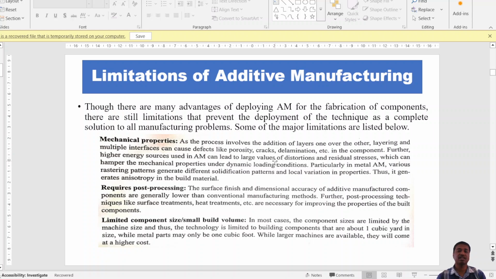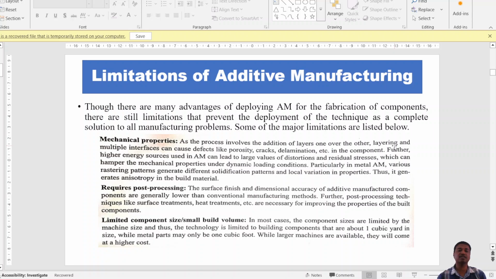As the process involves the addition of layers one over the other, layering and multiple interfaces can cause defects like porosity, cracks, delaminations, etc. in the component. Further, higher energy sources used in additive manufacturing can lead to large values of distortions and residual stresses, which can hamper the mechanical properties under dynamic loading conditions. Particularly in metal additive manufacturing, various rastering patterns generate different solidification patterns and local variation in properties. Thus, it generates anisotropy in the build material.